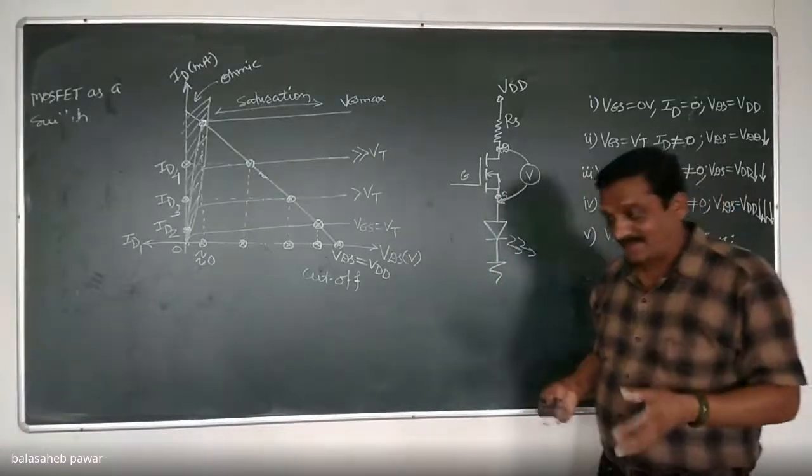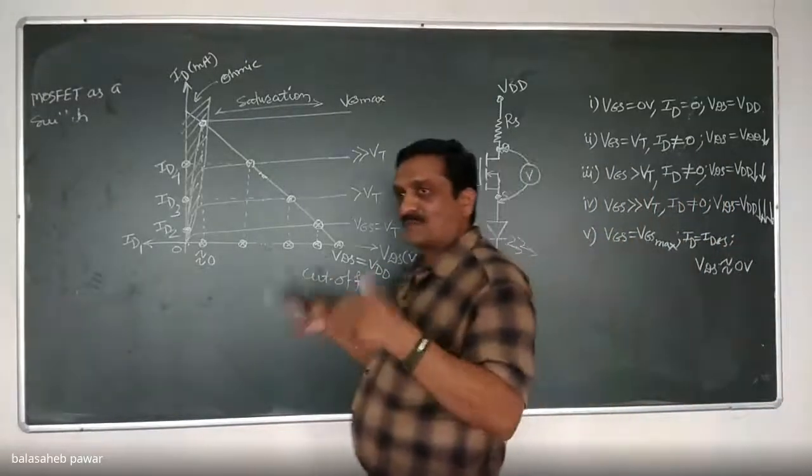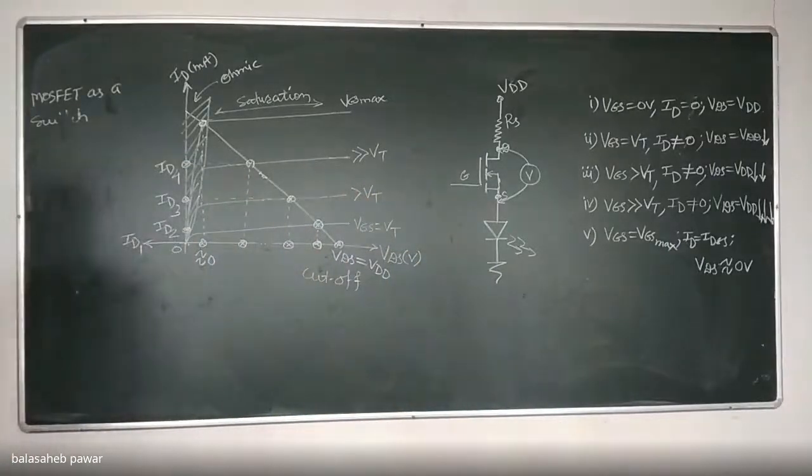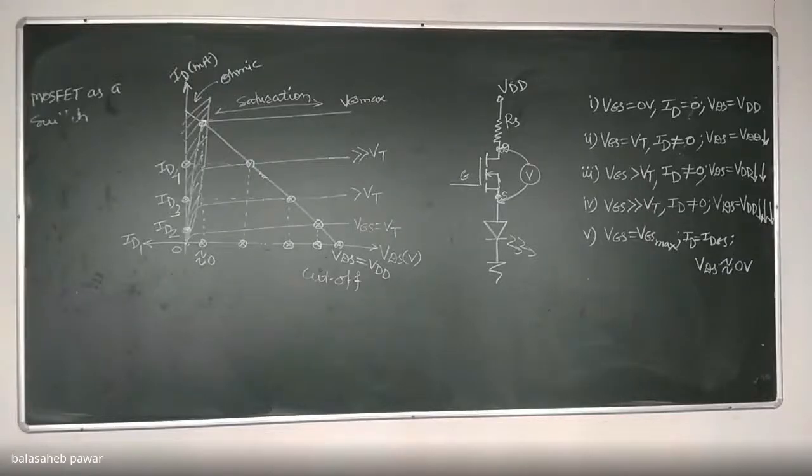If I ask the question, being an on switch, where should the MOSFET operate, in which region? Ohmic region. Yes, very good, in the ohmic region. What is the reason behind that? Because in the ohmic region, the voltage drop across that MOSFET will be very, very small, and it should be as small as possible, being an on switch. Is it correct?